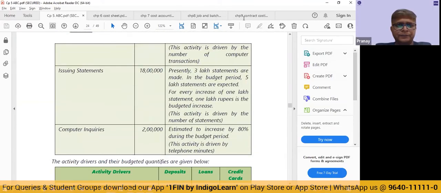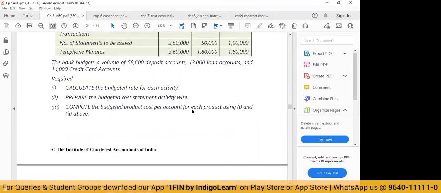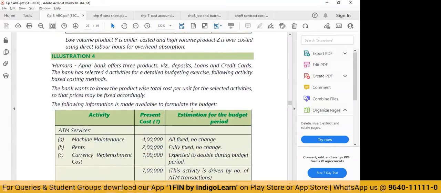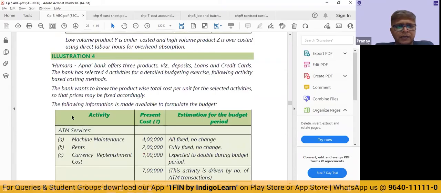Yes, sir. In this question, if you look, in activity-based costing there is no budgeted recovery. Whatever the cost of the activity, we are trying to distribute it on the basis of what they have given. So why do they still use this budgeted rate? Let's look at the table.